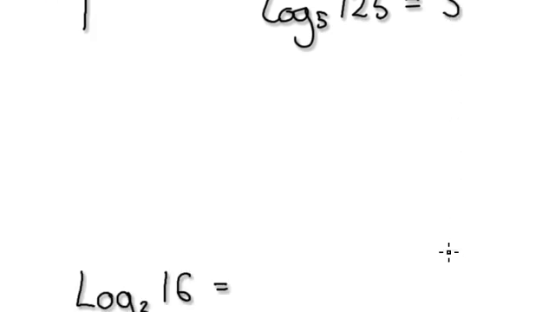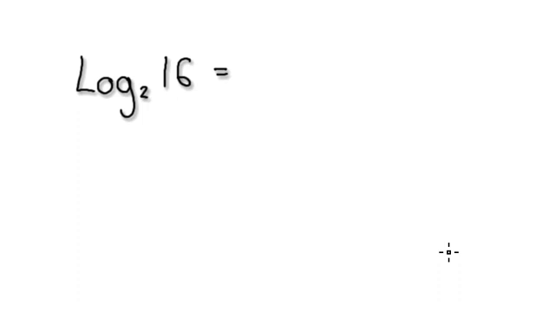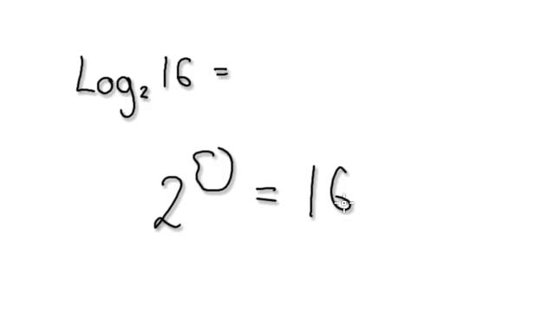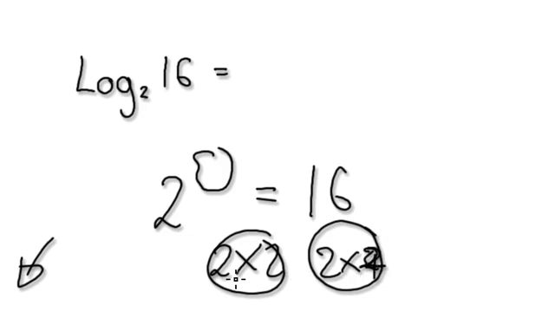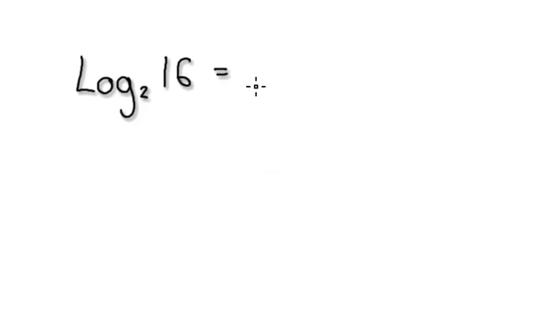Okay, so next one here. Log base 2 and then 16 here. So in your mind, 2 to the power of what will give me 16. So think about it. Press pause and have a go. So it's really 2 times 2, that will give you 4. And then if you get 2 times by itself 4 times, it will give you 16. So this here will be 4.